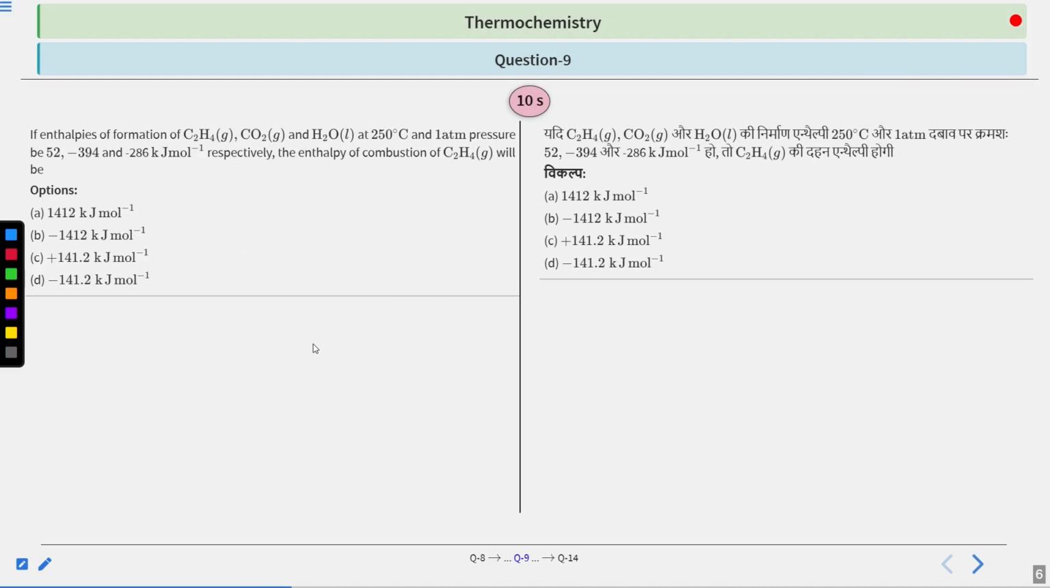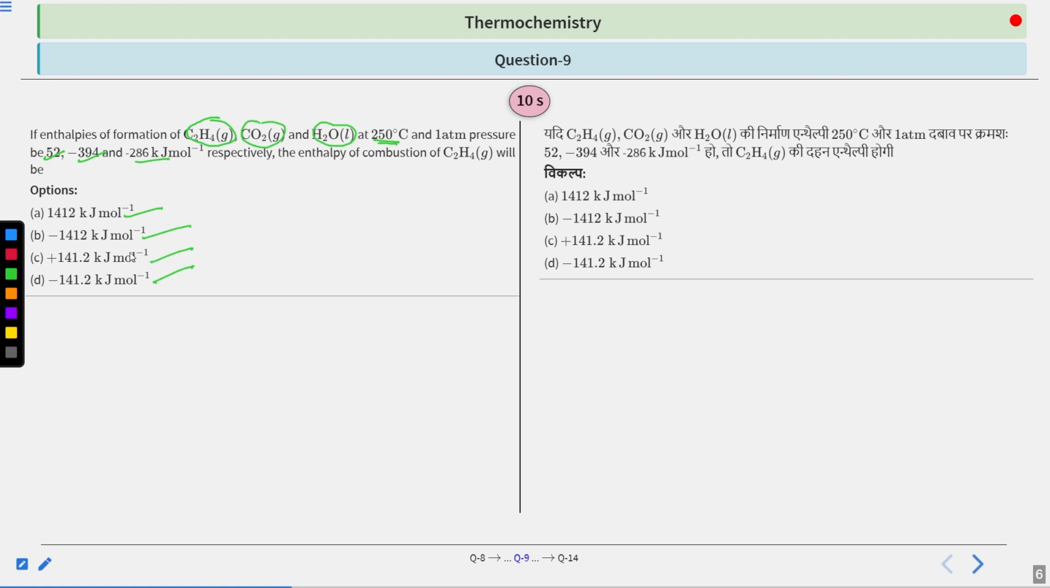Question number 9. If the enthalpy of formation of C2H4 gaseous, CO2 gaseous and H2O liquid at 25 degrees Celsius and 1 atm pressure are 52, minus 394 and minus 286 kilojoule per mole respectively, the enthalpy of combustion for C2H4 gaseous will be, your options are: 1412 kilojoule per mole, option A; B minus 1412 kilojoule per mole; C plus 141.2 kilojoule per mole; D minus 141.2 kilojoule per mole.